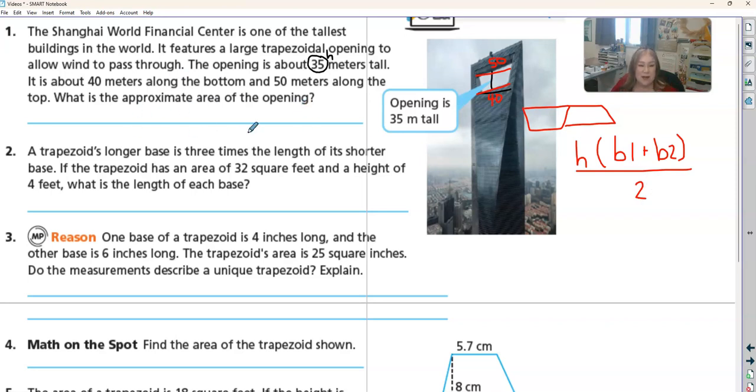So we just need to find this problem here. So our bottom is 40, base 1 is 40. We're adding that to the top. Then we'll times it by how tall it is, 35. And then we have to cut that whole thing in half. So I know we're going to start here. We're going to add our bases. 40 plus 50 is 90. So now we need to do 35 times 90, and then we'll cut that in half.